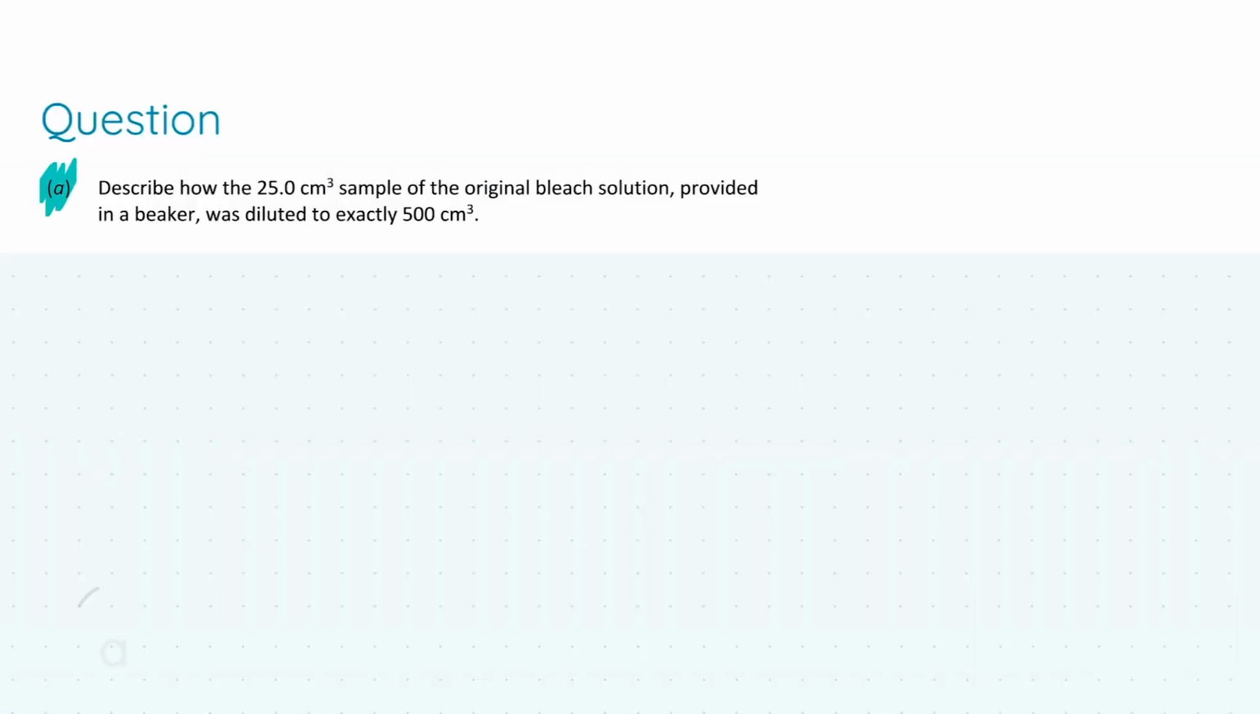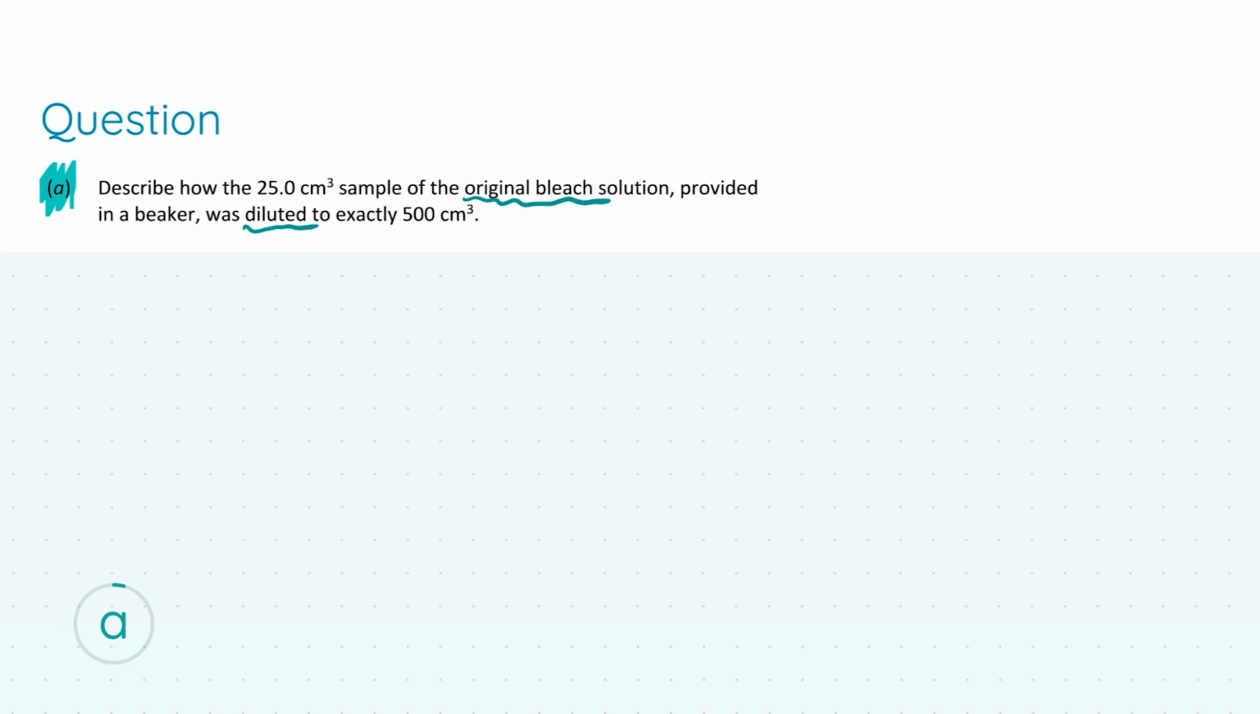In part A here, we are asked to describe how the 25 centimeter cube sample of the original bleach solution provided in a beaker was diluted to exactly 500 centimeters cubed. So this is just a straightforward theory question. Part A tends to be, especially on these titration questions, one where they ask you kind of how to make up the solution, what's kind of the method behind it, and thankfully a lot of them are quite similar. So in this case it's just simple dilution, so the method behind this is kind of exactly the same for a lot of the other titrations.